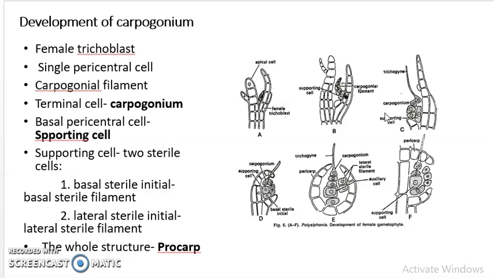At this stage, the whole structure is known as the procarp. Now it is ready for fertilization.